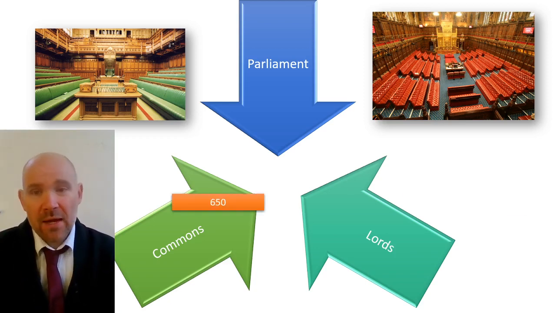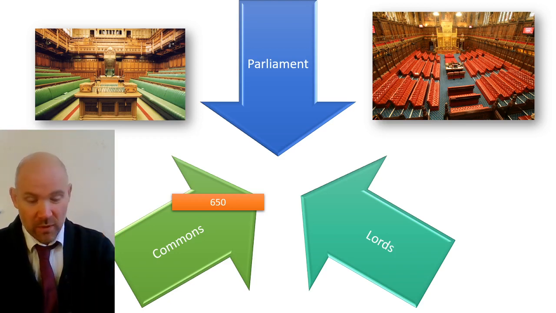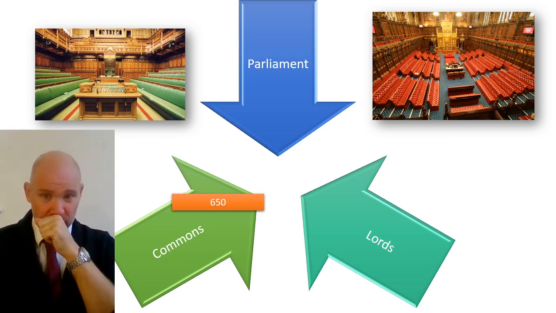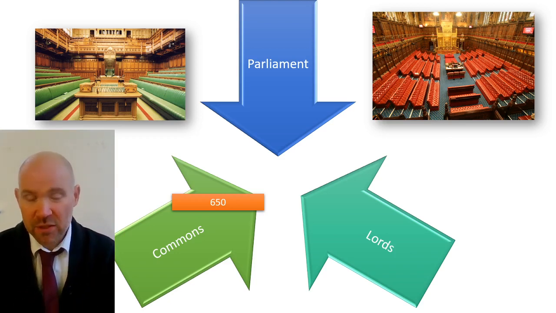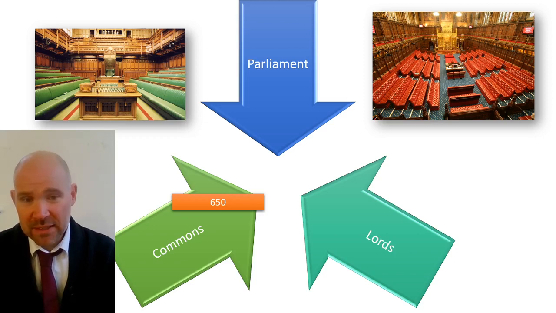In the Commons, there are about 650 MPs, depending on how many of them are sitting. They don't all sit at one time, and it's possible that that number could change. There are various plans to try and reduce the number of MPs in the House of Commons, but as of October 2020, there are 650.